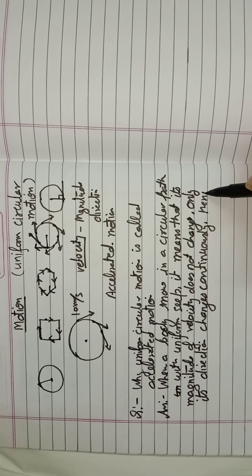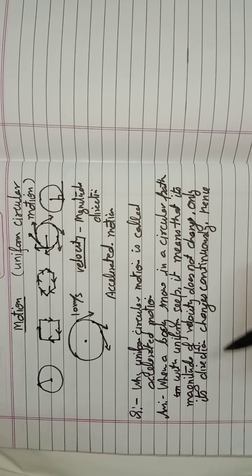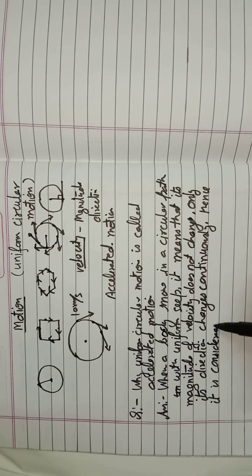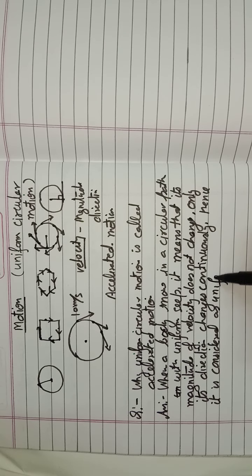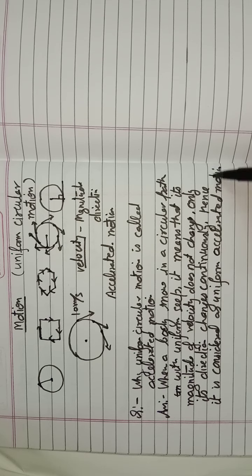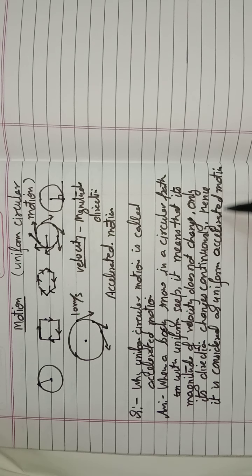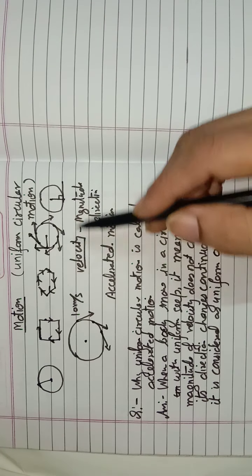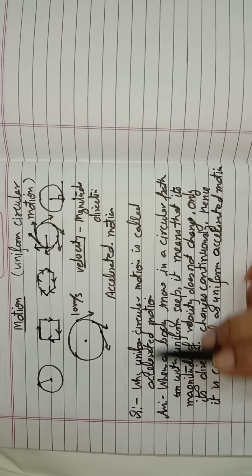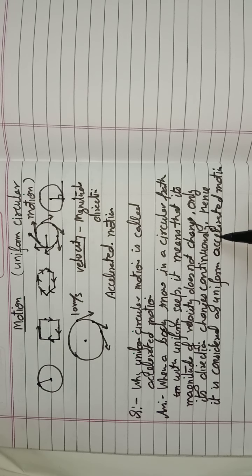Hence it is considered as uniform accelerated motion. Its motion is accelerated because its direction of velocity changes, but it is uniform accelerated motion because the magnitude of the velocity does not change. So when a body is moving in a circular path, its motion is accelerated motion but uniform accelerated motion.